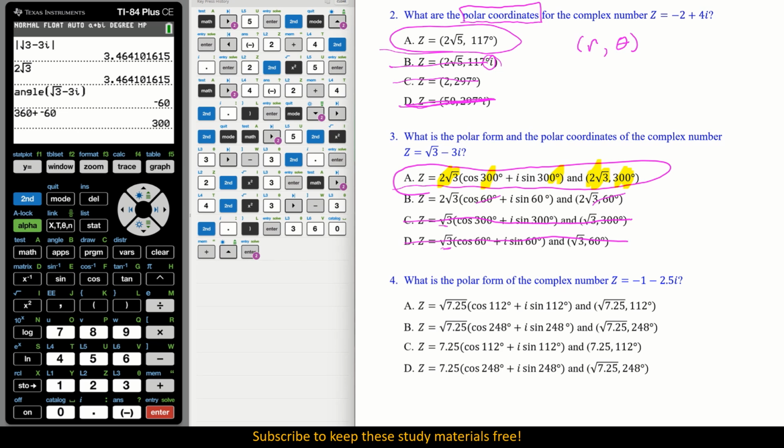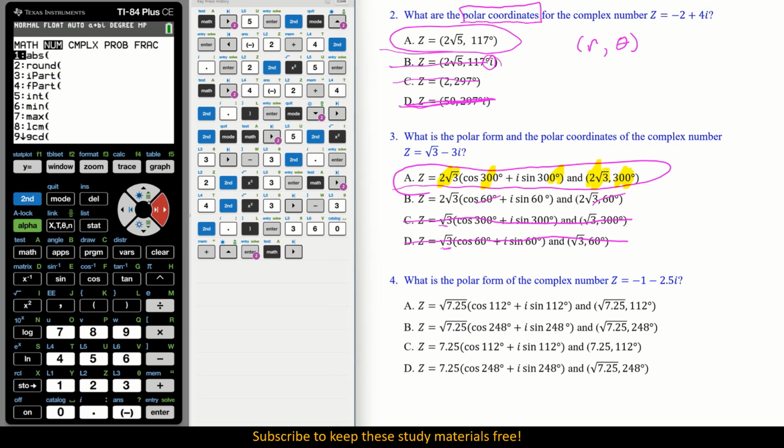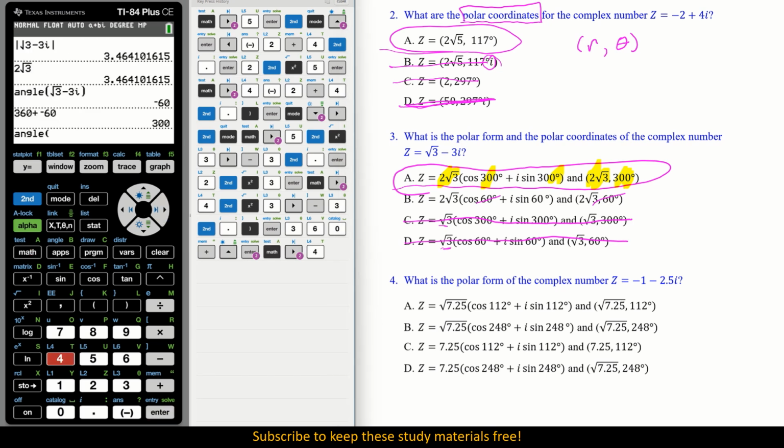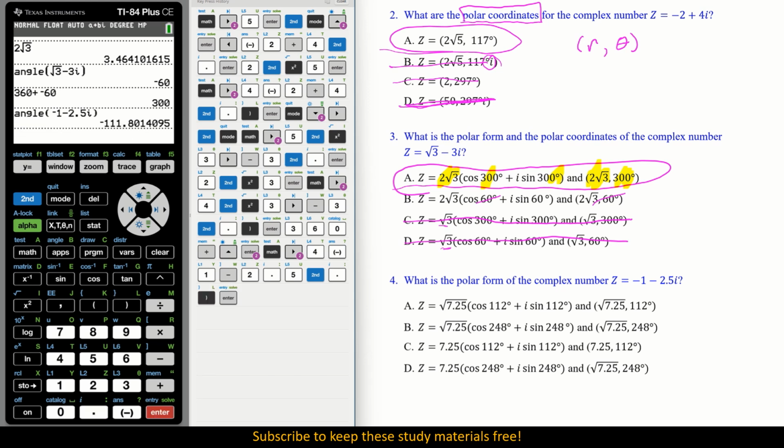Okay. What is the polar form of the complex number z equals -1 minus 2.5i? Okay. Well, let's take a look at it. Let's do the angle first. That'd be good. It doesn't matter which one you do first, obviously. So math, arrow over, complex number 4, and it is -1 minus 2.5 second I. Close, double check entry, push enter.